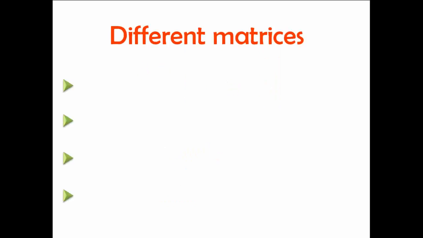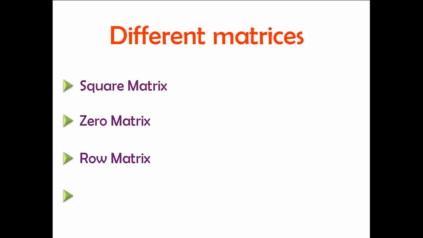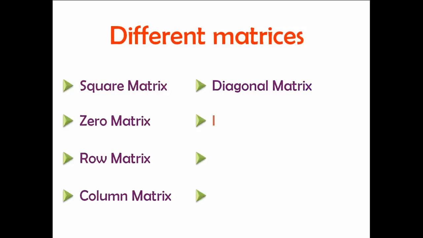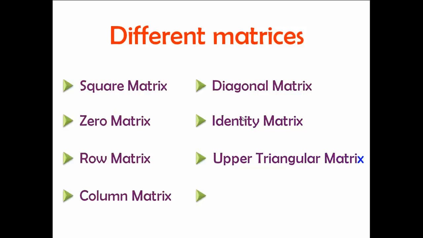There are many different matrices, or we can say special types of matrices. Here we are: square matrix, zero matrix, row matrix, column matrix, diagonal matrix, identity matrix, upper triangular matrix, lower triangular matrix.